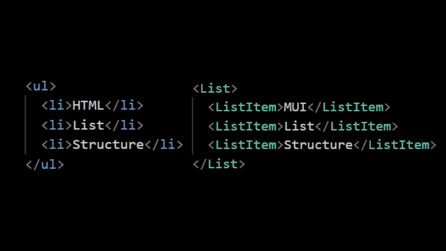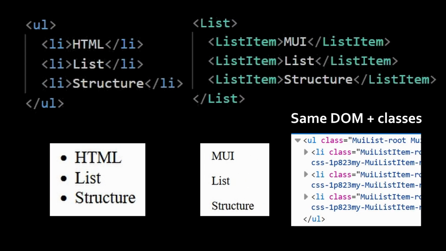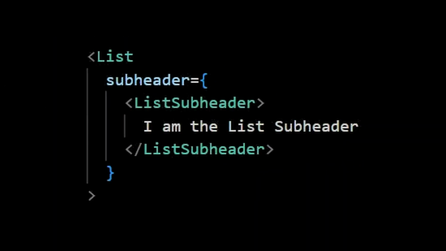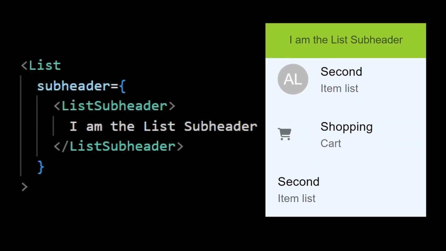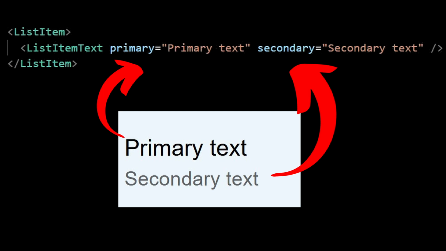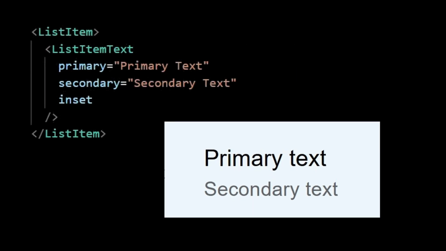It has a similar structure to the unordered and ordered list item tags on HTML, but it is a little bit more customizable. For instance, you can add a subheader to the list with a subheader component, and by default, it will have a sticky position. To add text, you can use the list item text. It is self-closing and accepts a primary and secondary text which renders below it. Additionally, you can pass in the prop inset so the text leaves an indent at the beginning.